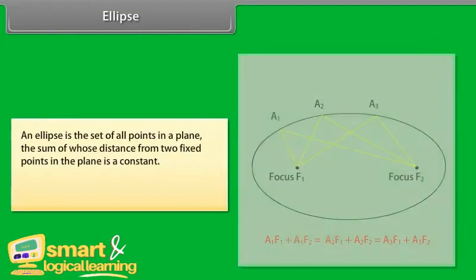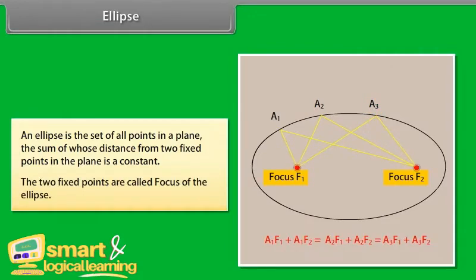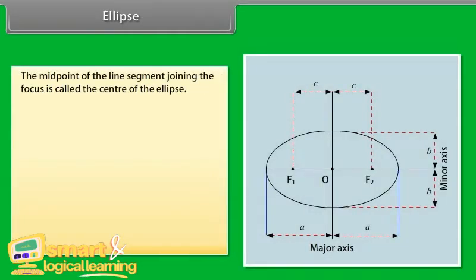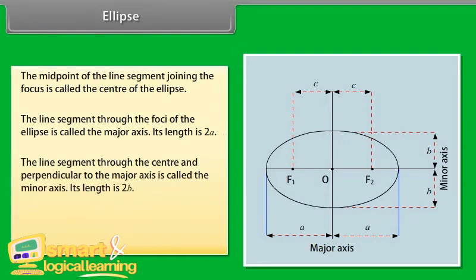Ellipse. An ellipse is the set of all points in a plane, the sum of whose distance from two fixed points in the plane is a constant. The two fixed points are called the foci of the ellipse. The midpoint of the line segment joining the foci is called the center of the ellipse. The line segment through the foci of the ellipse is called the major axis. Its length is 2a. The line segment through the center and perpendicular to the major axis is called the minor axis. Its length is 2b.